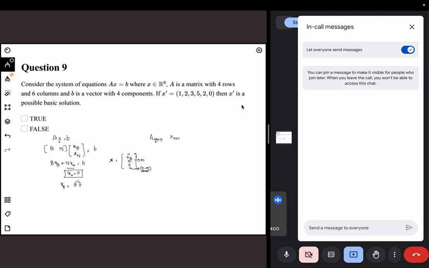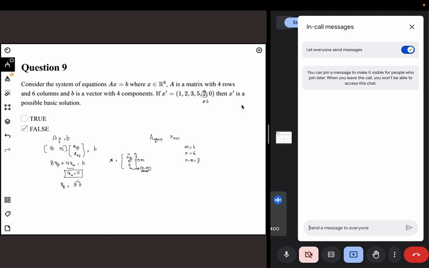So here, what is the value of m? m is 4, and n is 6. So with this combination, n minus m will be 2. So the last 2 rows of x should be 0. But here, if you see, this is 2. This is not equal to 0, which means this cannot be a basic feasible solution, right?